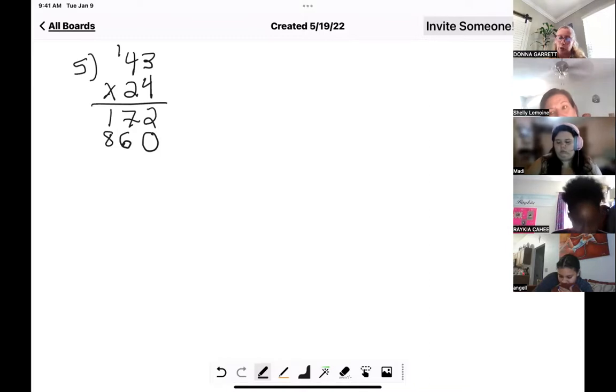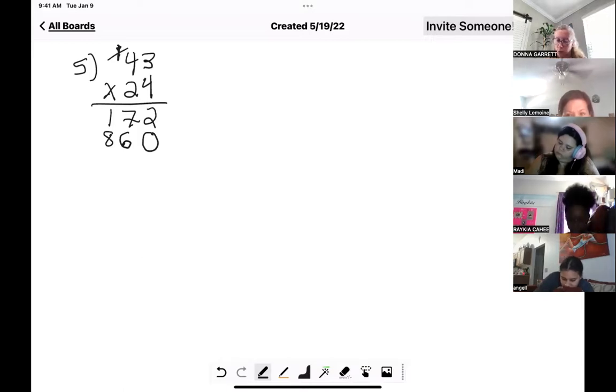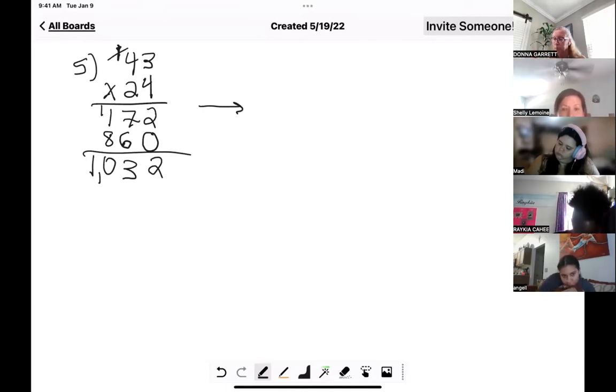Now, something you can do, because this 1 is hanging here, I don't want you to get confused. Sometimes you can just cross it out after you use it. It didn't belong with the 4 times 2, it belonged with the other multiplying by 4. So if that confuses you, cross them out after you use them. 7 plus 6 is 13, 8, 9, and 10. 1,032.